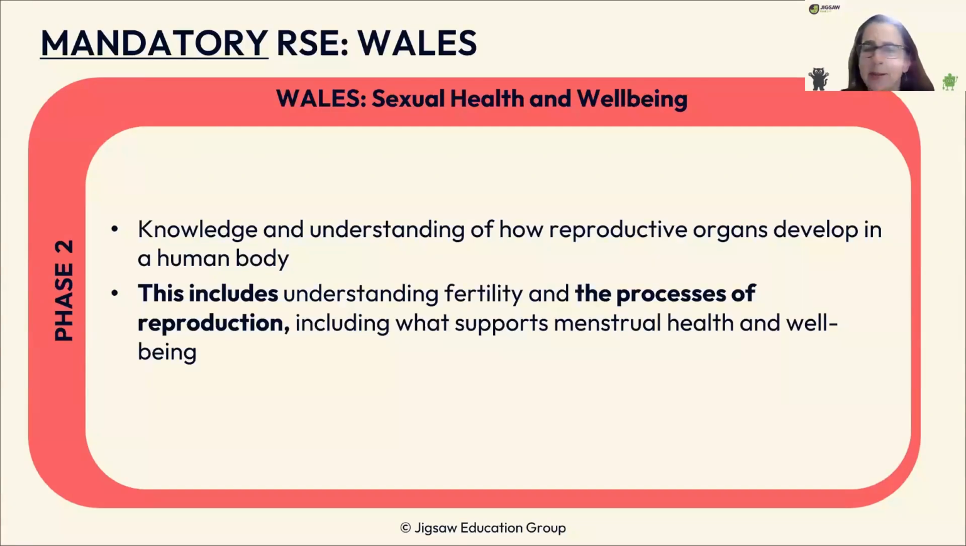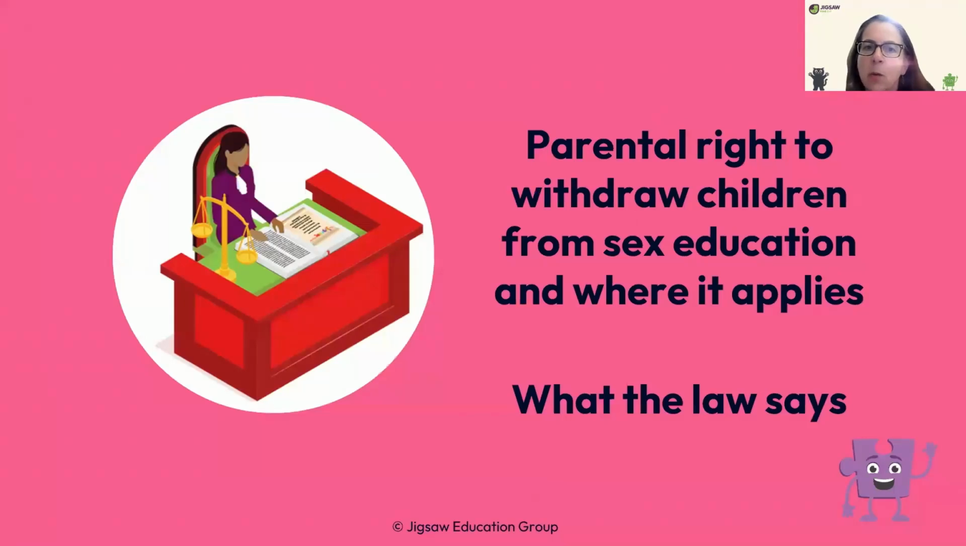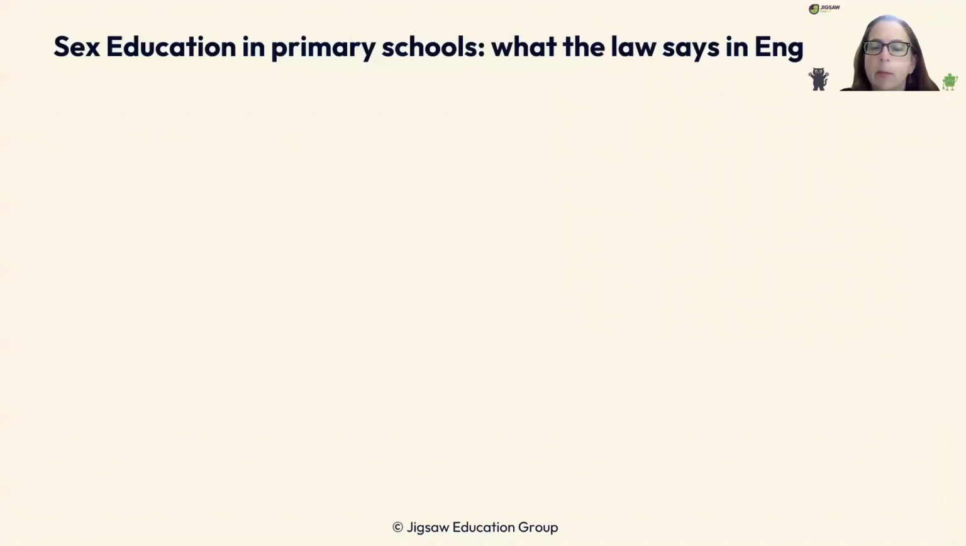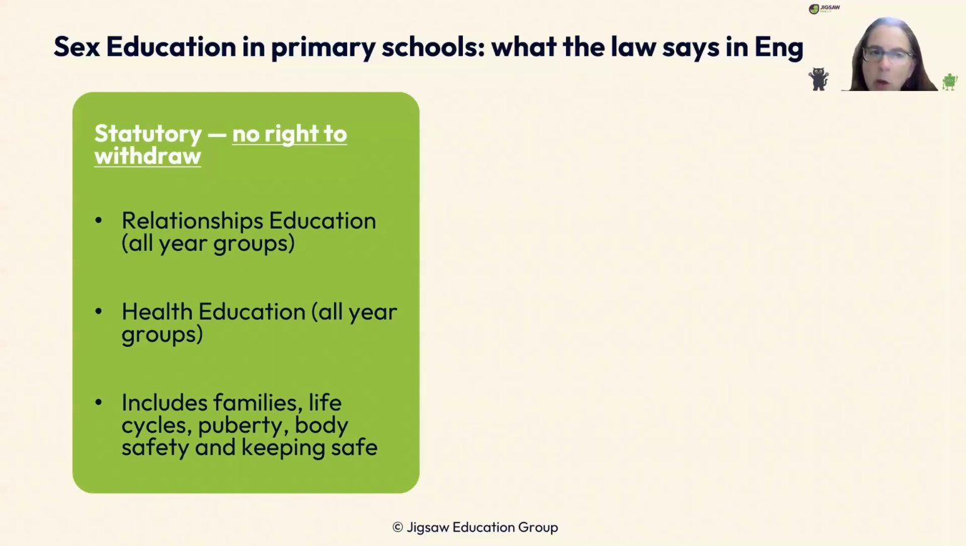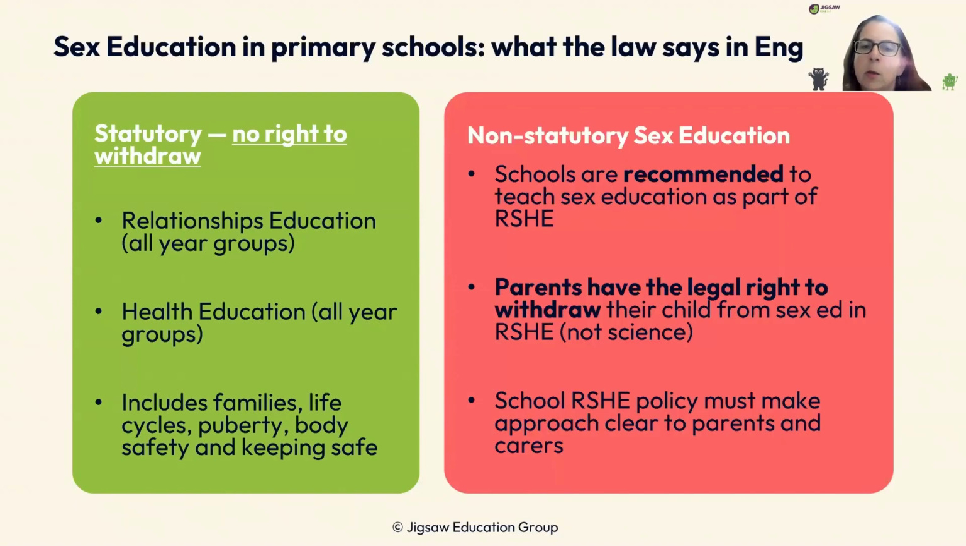Let's just recap on that bit, because I know we get lots of questions. And again, please do get in touch with us. So where does the parental right to withdraw children from sex education apply? In primary schools in England, there is no right to withdraw from any relationships education, any health education, so nothing with families, the life cycles, puberty, body safety, all of that, there is no right to withdraw. But you are recommended to teach sex education. You still don't have to, but it's recommended, and parents have a legal right to withdraw from the sex ed in RSHE.